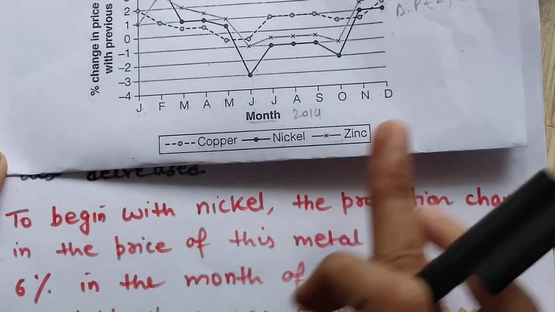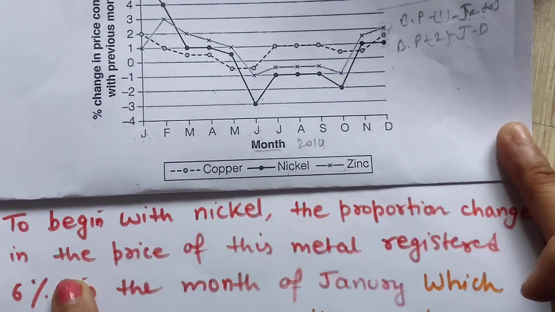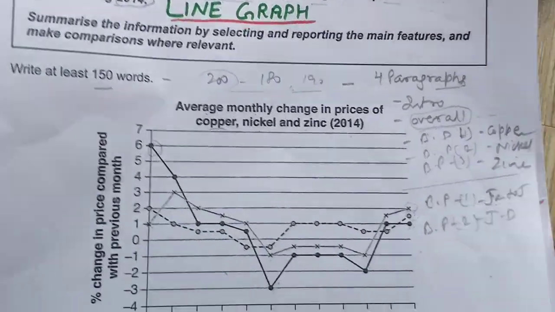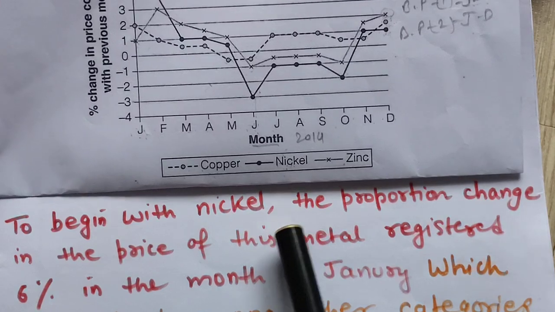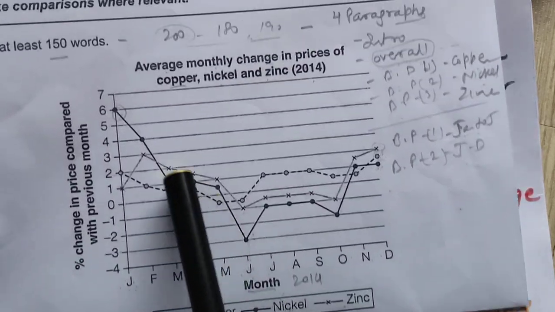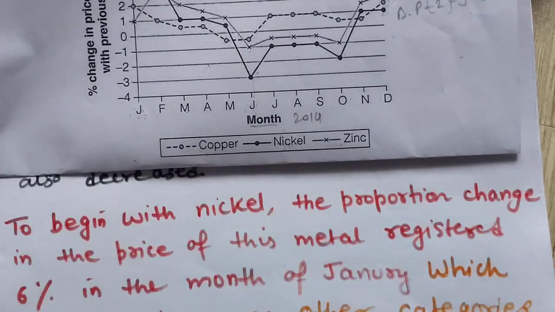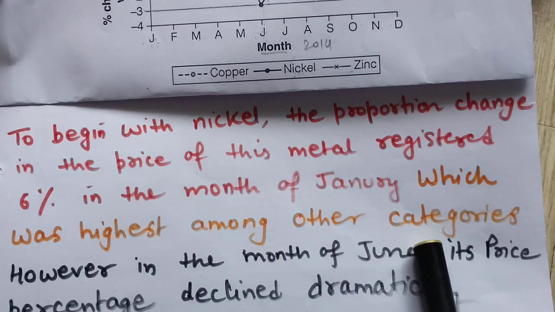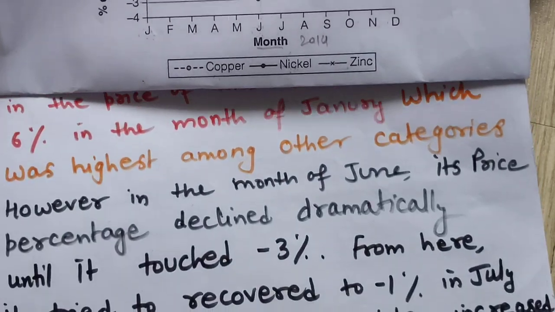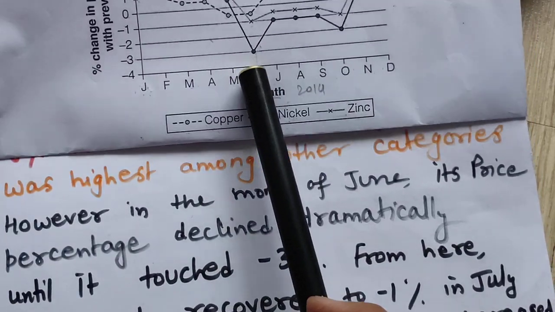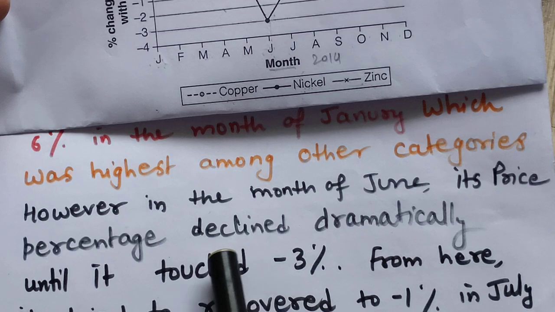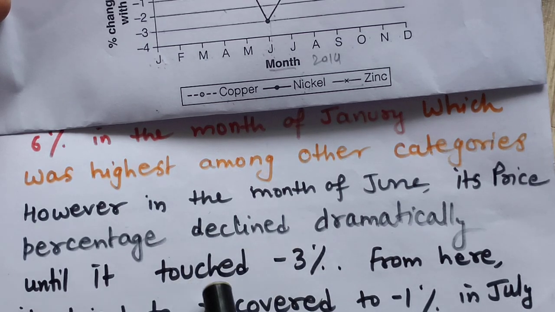To begin with nickel, so how I have started, the proportion change, you can see this. So I will just show the month wise also. You can say the proportion change in the price of this metal registered 6% in the month of January, which was highest among other categories. Comparison I have done with other also. However, in the month of June, it reached -3%. In the month of June, its price percentage declined dramatically until it touched -3.